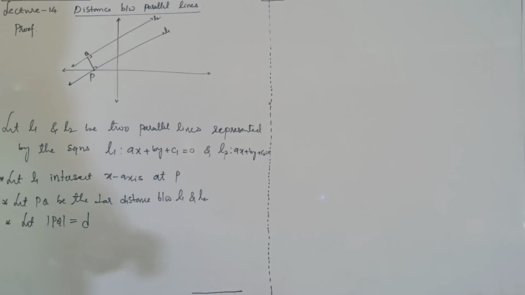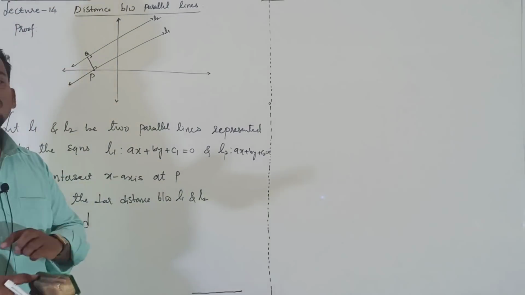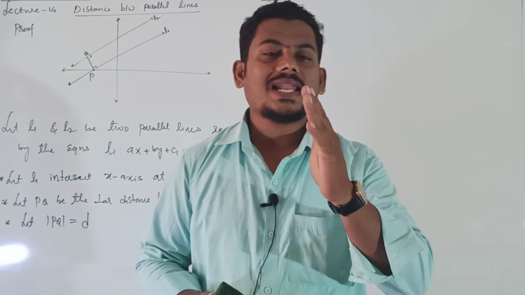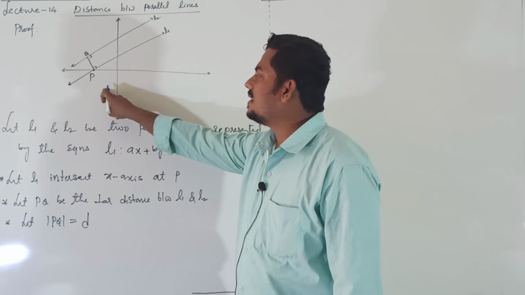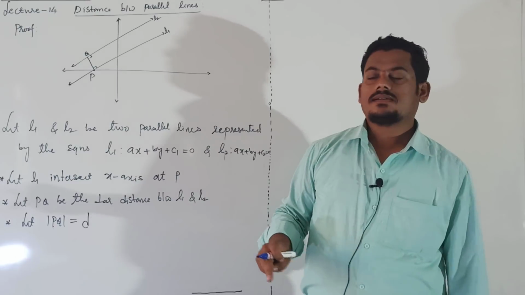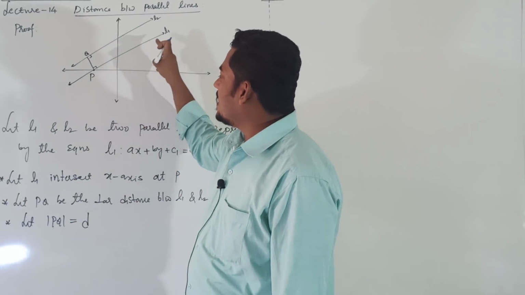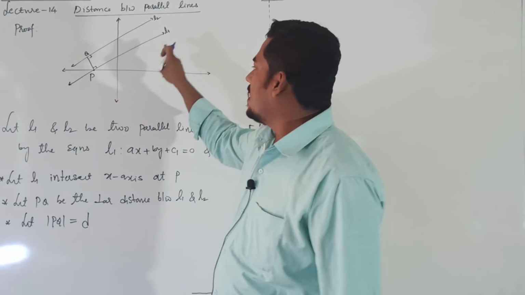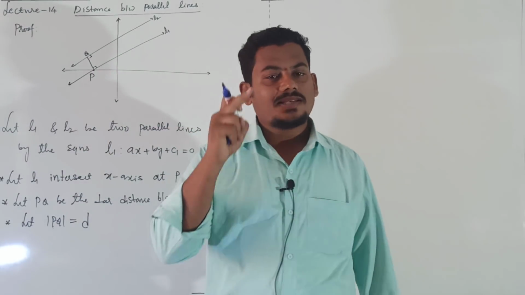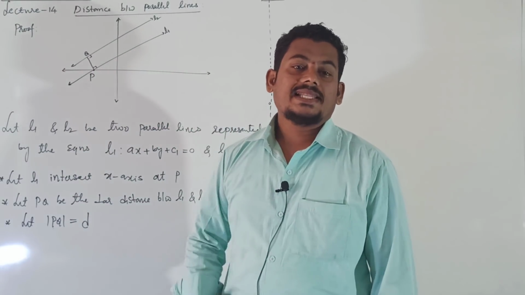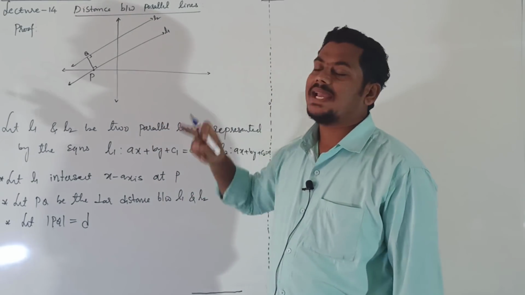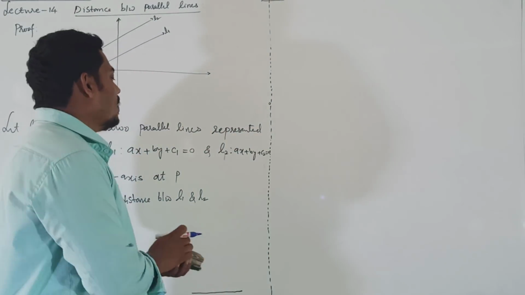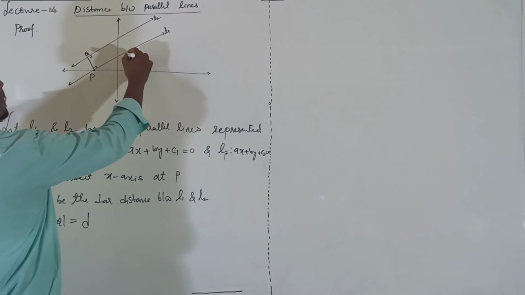Distance d. Then tell me what are the coordinates of P. Clearly line 1 intersects the x axis at point P, so P is the x intercept of line 1. Tell me what is the x intercept of line 1?